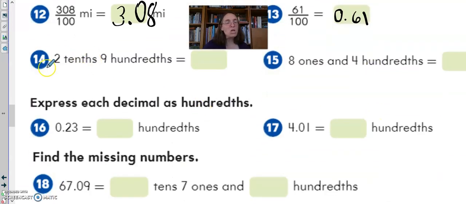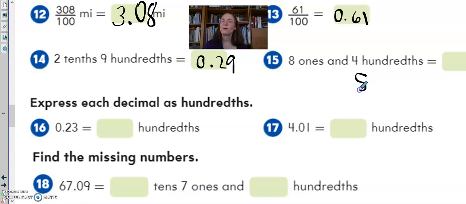This'll be fun. 2 tenths and 9 hundredths. Well, no single ones there, so I'll get my place value 0 there, my placeholder. And then 2 goes in the tenths place, and 9 goes in the hundredths place. And booyah, 29 hundredths.